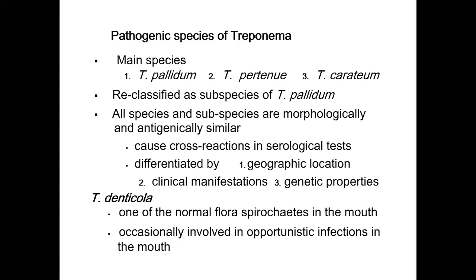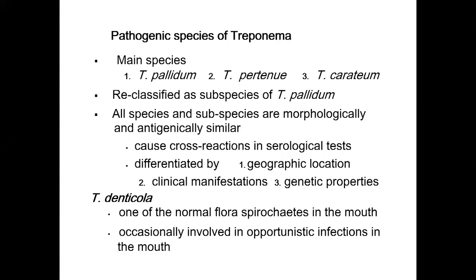So that's the non-pathogenic organisms or species. If you look at the pathogenic species of Treponema, the main ones are Treponema pallidum, Treponema pertenue, and Treponema carateum. So these have been the naming of those species, but some people have come up with a classification.